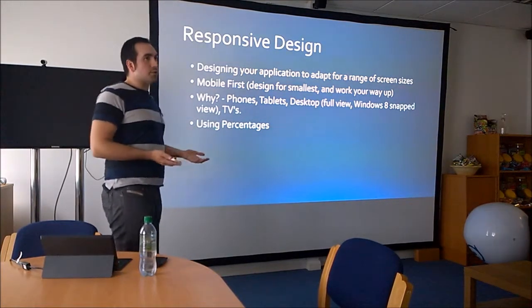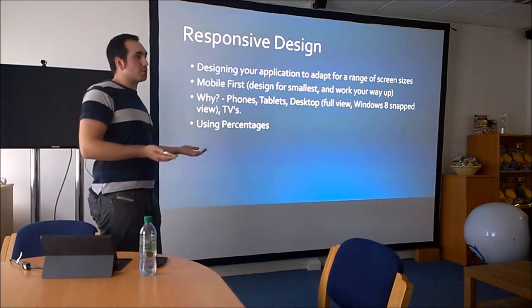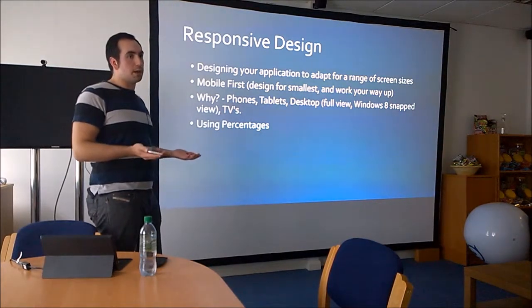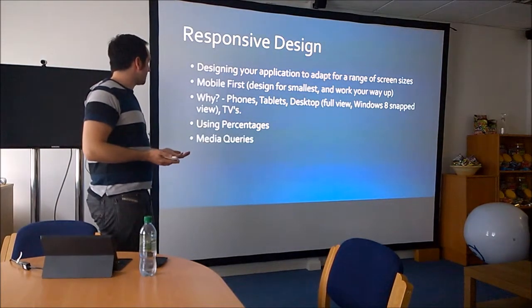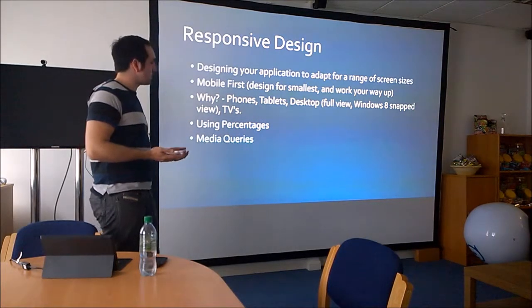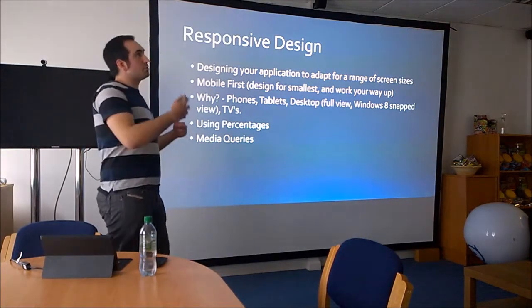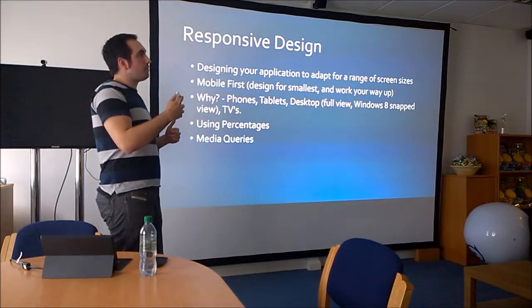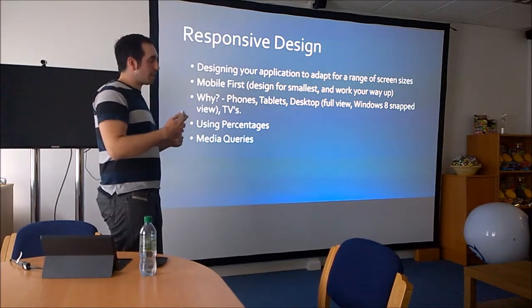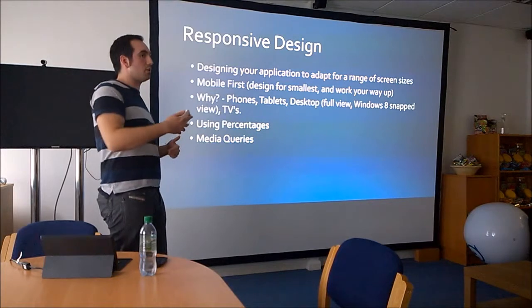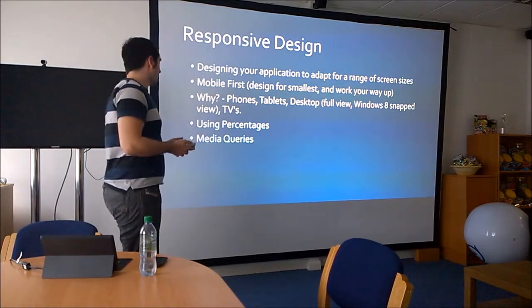However, you probably wouldn't want to do that. You probably wouldn't want your desktop view to look the same as it would on a mobile. So that's where media queries come in. CSS media queries basically let you group up sets of styles based on the screen orientation or width, height, that kind of stuff.